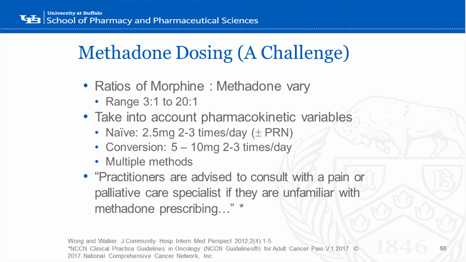When dosing it, we need to take into account these pharmacokinetic variables, and in naive patients, typically starting with 2.5 or maybe 5 milligrams 2 to 3 times a day is an appropriate starting dosage. When converting from other opioids to methadone, we typically are looking at doses in a 5 to 10 milligram dose 2 to 3 times per day.